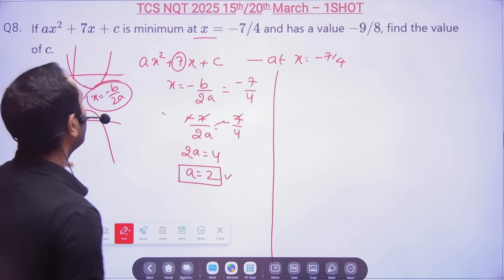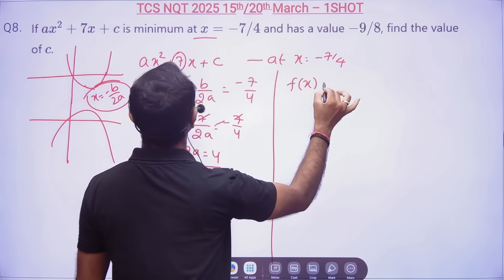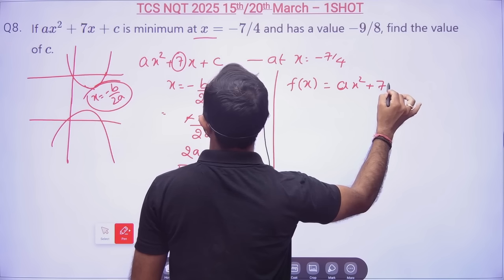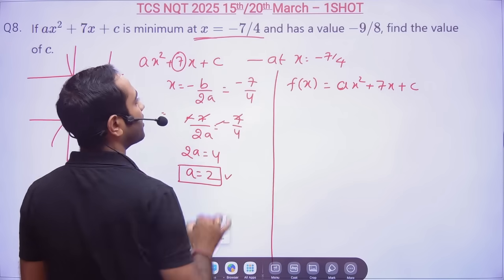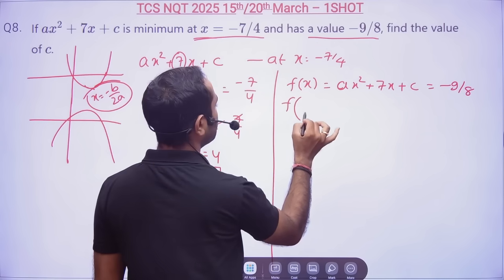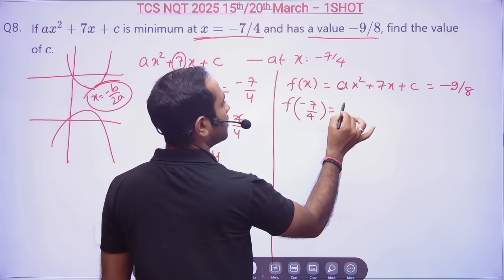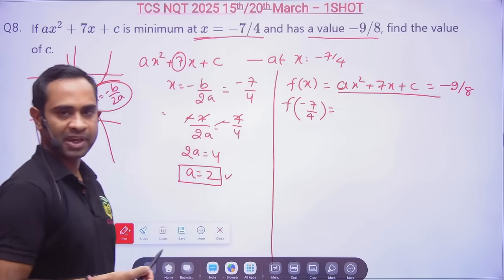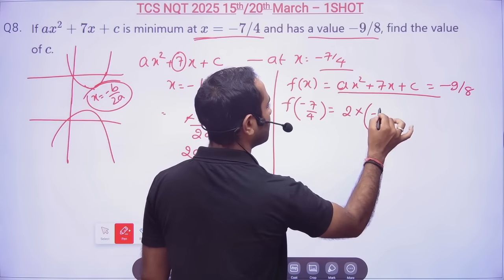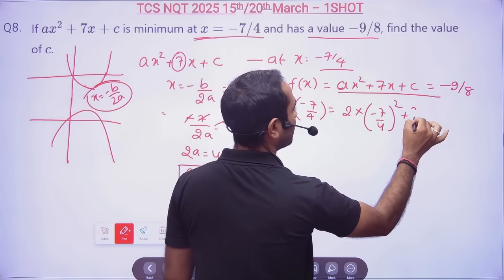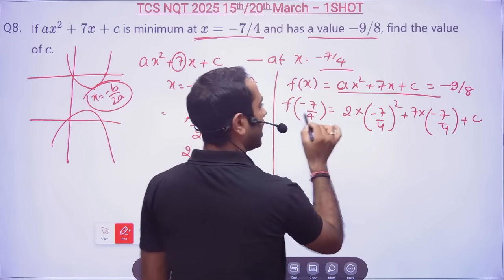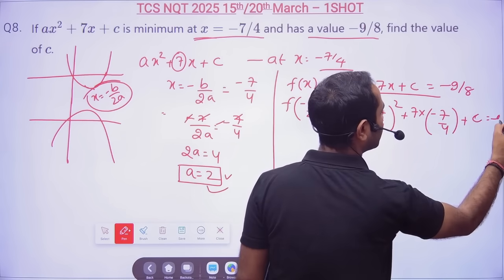Clear? Now what they are telling, whatever function you have, ax square plus 7x plus c is minimum at x is equal to minus 7 by 4, and the value is minus 9 by 8. So when you put x as minus 7 by 4, the function value is minimum and it is minus 9 by 8. What is a? Sir, a is 2. What is x? x is minus 7 by 4 square plus 7 into minus 7 by 4 plus c. The value of c we have to find out, and the function value they have already given here, minus 9 by 8. Clear?